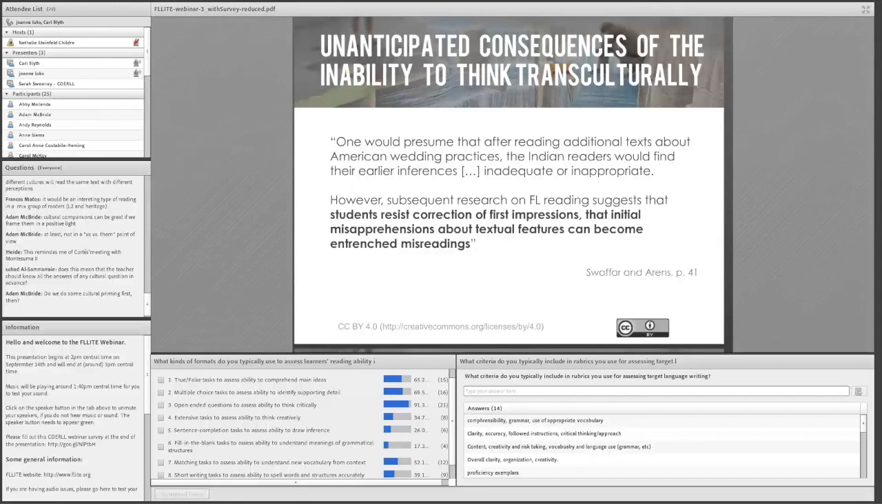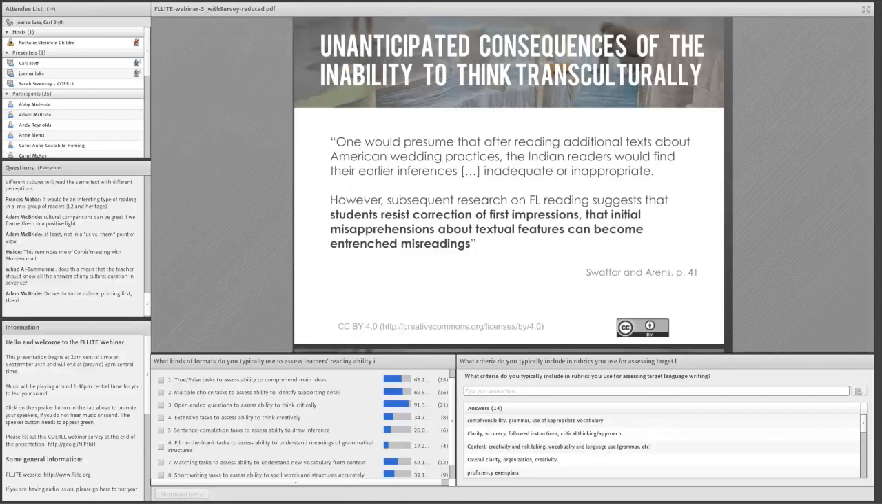So this is why the FLLITE approach aims to articulate interpretation, right? When we talk about reading comprehension, we have to go a step further, and we can even call this receptive meaning making, right, for reading.